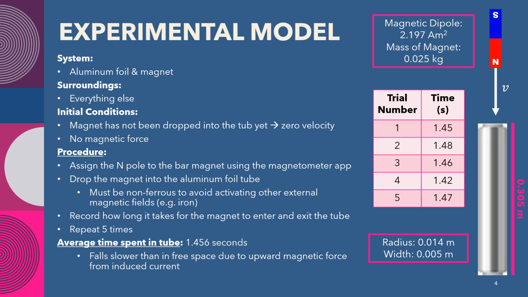As for our procedure, we first assign the north pole to the bar magnet using the magnetometer app. We then drop the magnet into the aluminum foil tube, and we record how long it took for the magnet to enter and exit. We repeat this process 5 times and calculated the average to be 1.456 seconds, and we found that the magnet falls slower in the tube than in free space due to upward magnetic force from the induced current. And then, as you can see, we have the magnetic dipole and mass of the magnet listed on the screen, as well as the radius of the tube, the width of the tube, and the length of the tube.